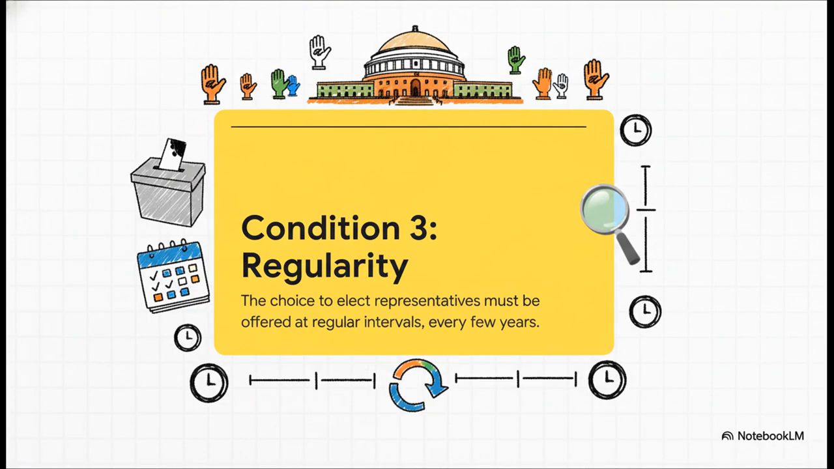The third condition is that elections must happen regularly. They can't just happen whenever the government feels like it. They have to be held at fixed, regular intervals. For example, in India, the Lok Sabha elections happen every 5 years. This regular schedule makes sure that the government knows it will have to face the people again very soon.